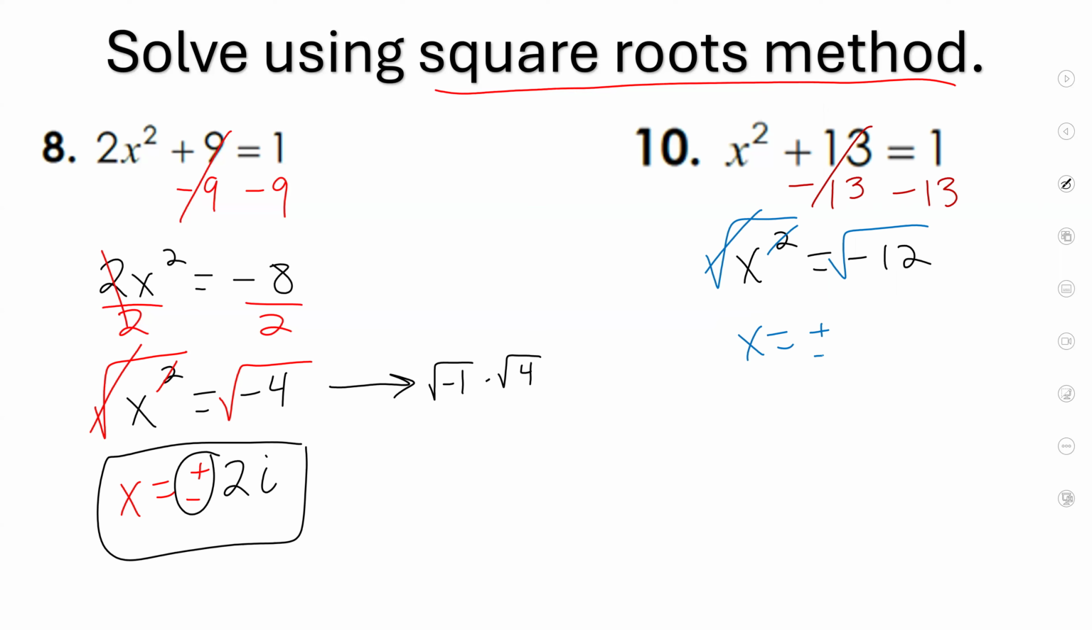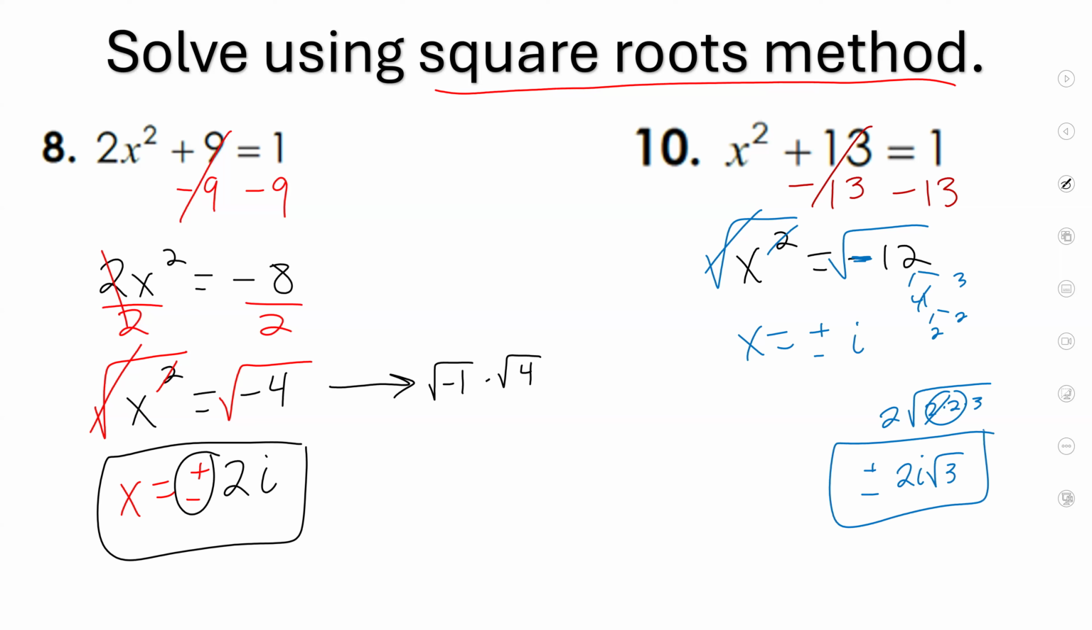Well, I have a negative under the square root symbol, so I already know I'm going to have i in my answer. Let's break down 12. That can be 4 times 3. This can be 2 times 2. So we have 2 times 2 times 3. That's a pair. So your answer is 2 square roots of 3. Don't forget the i. That's your answer.